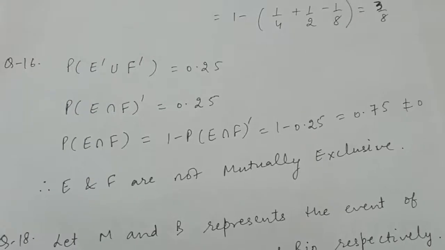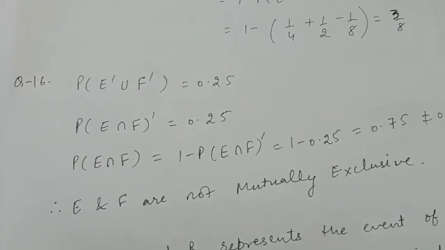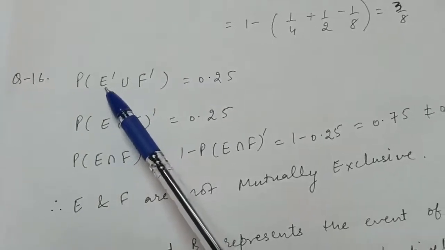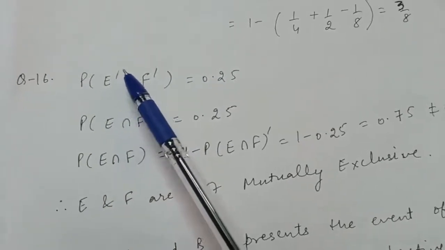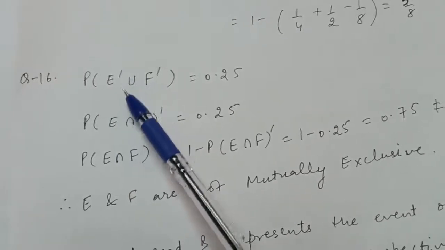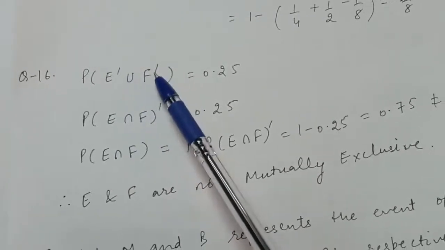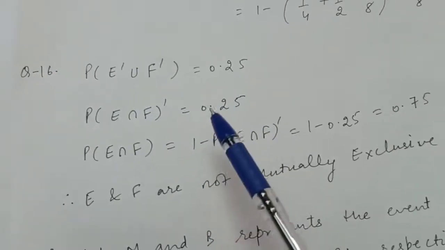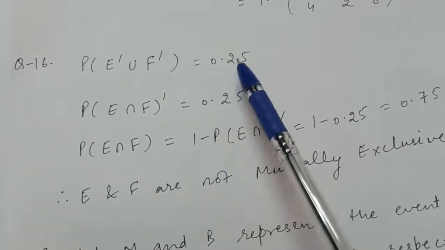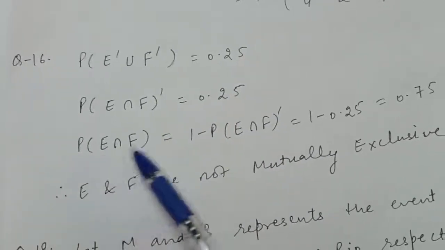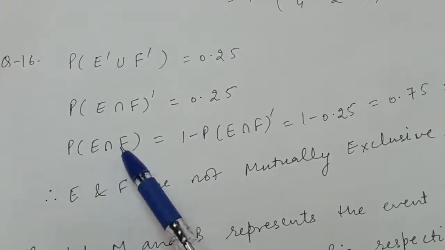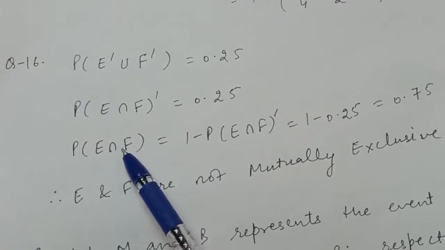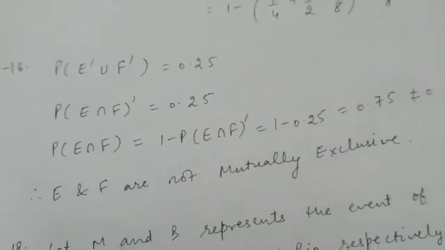Now question number 16 is probability of not E or not F. See, be careful: not E, E complement, and then or is given. Or means union, not F, F complement. This is given as 0.25. You have to state whether E and F are mutually exclusive or not. For this, we will find the probability of E intersection F. If it is 0, then we will say E and F are mutually exclusive. If this is not 0, then we will say E and F are not mutually exclusive, right?